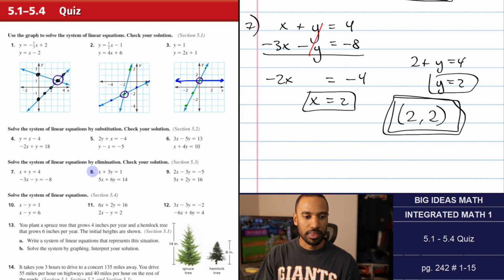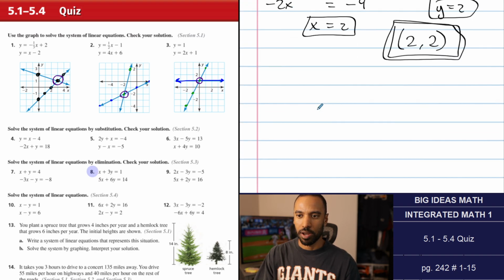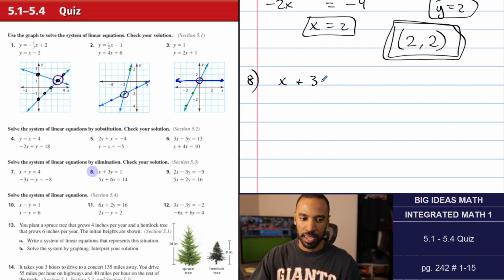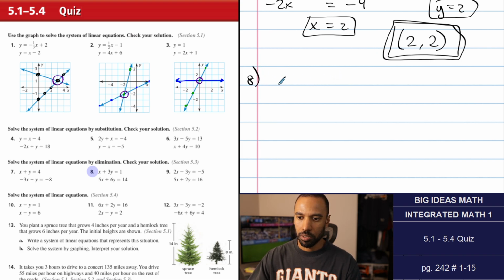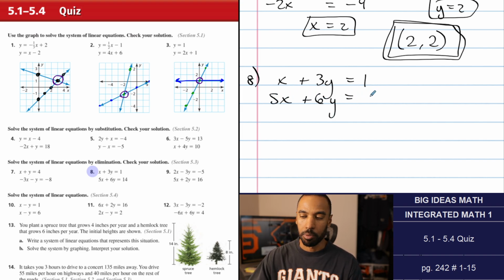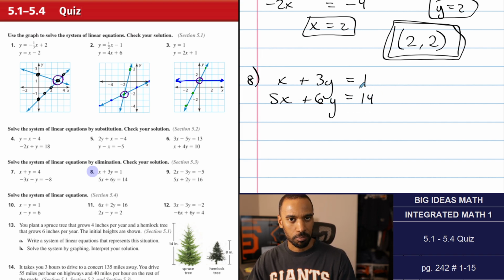Number 8 doesn't have quite the luxury that number 7 does in this one facet: if I added right now, would any variable eliminate? And the answer is no. If I added down these lists, would it belong to the system? Sure. But would it eliminate anything? No. I'd get 5x, I get 6x plus 9y equals 15. That doesn't help.